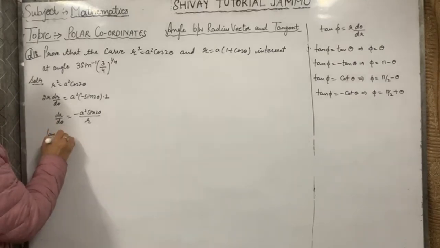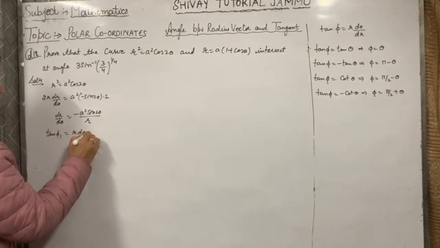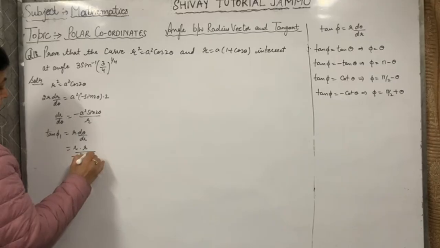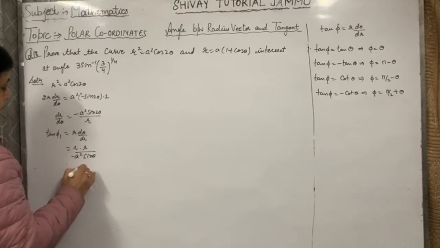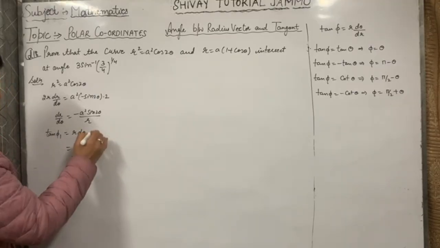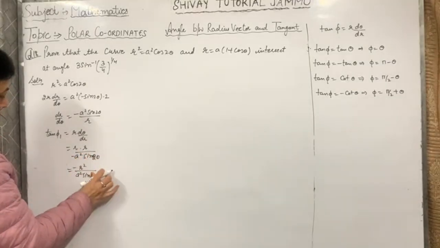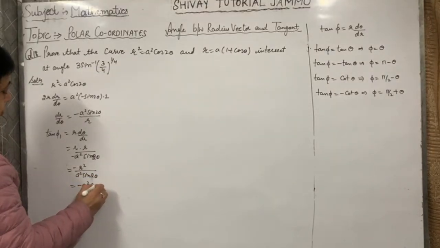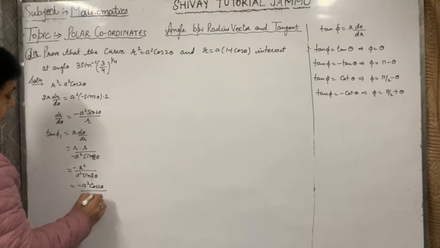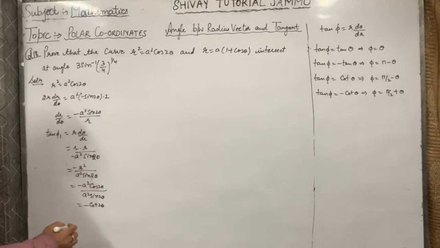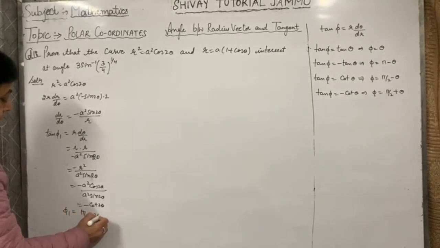What is tan phi 1? R d theta by dr. This is r into r upon minus a square sine 2 theta. This is r square upon minus a square sine 2 theta. R square is a square cos 2 theta, upon a square sine 2 theta. This is minus cot 2 theta. We will use the last formula. Phi 1 is pi by 2 plus 2 theta.